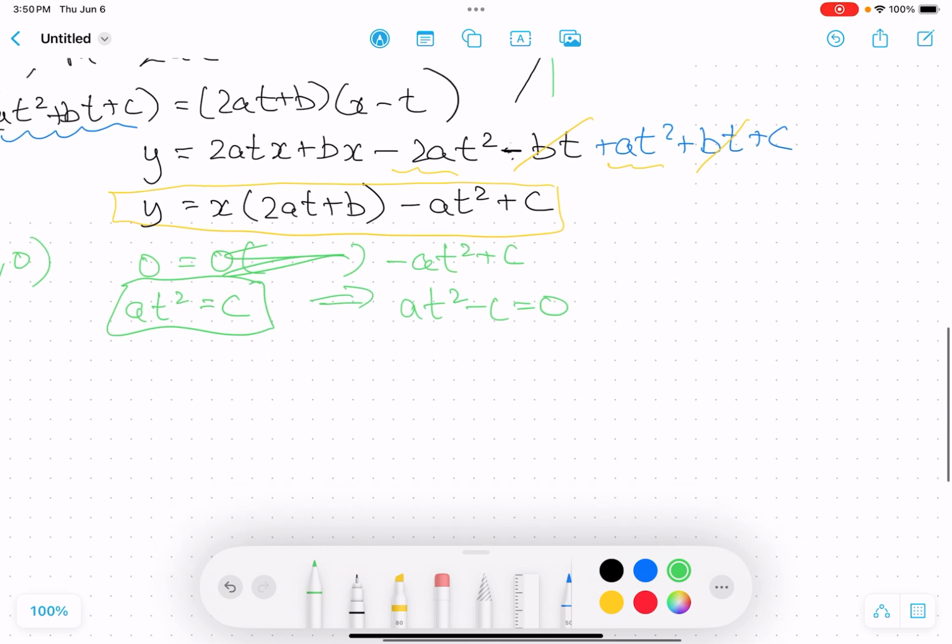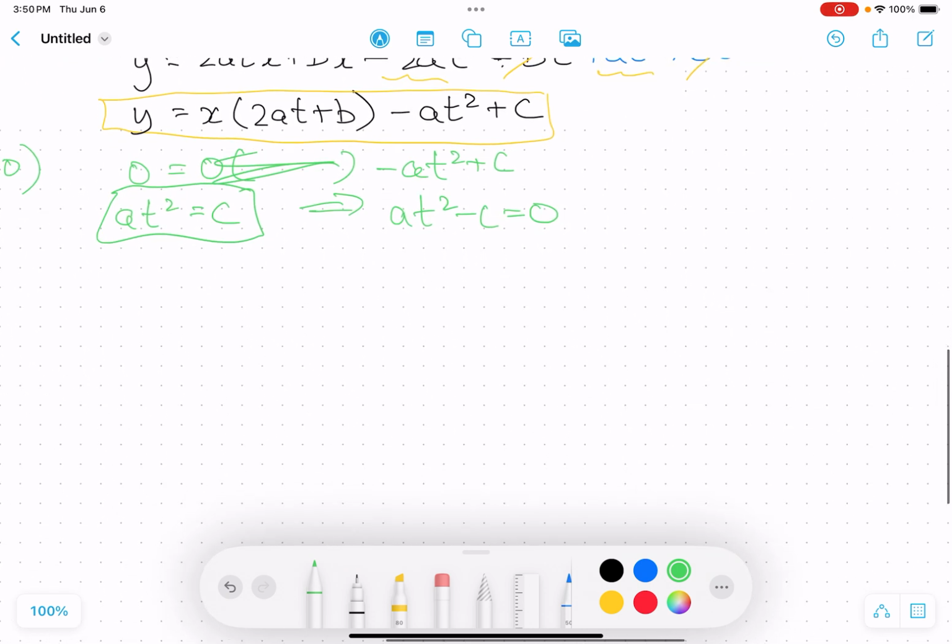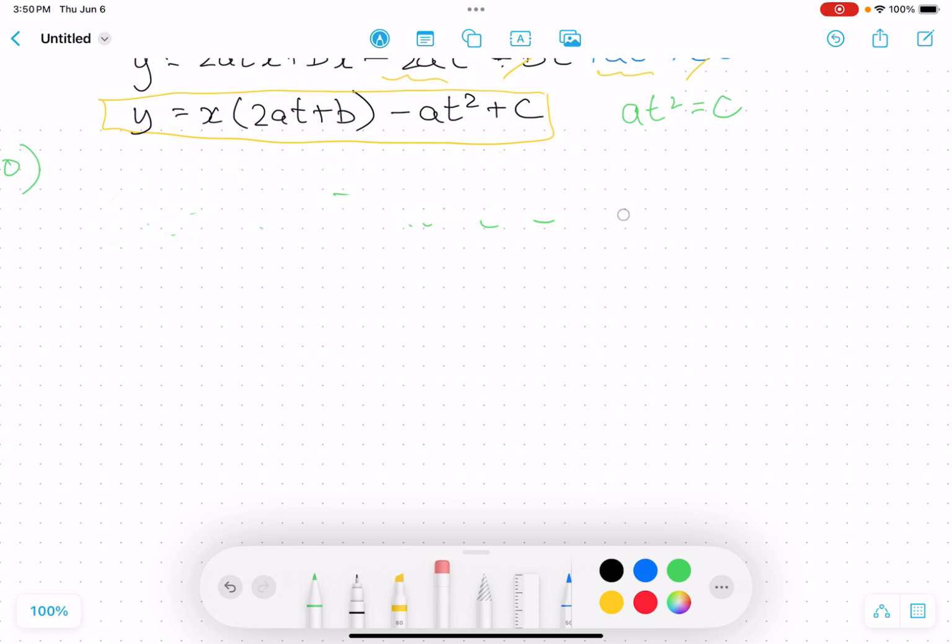So we've got this tangent equation in yellow, and we also know that at squared equals c. I'm writing it that way because I like it better. So let's put that into what we've got already. We can do this a number of different ways, but t squared is positive, so if a is positive, then c would have to be positive, or if a was negative, c would have to be negative. So a and c have to both be positive or both be negative.